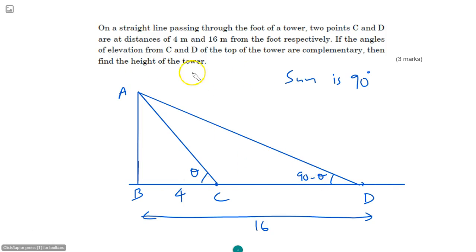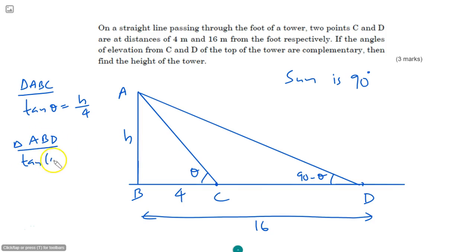Now we are asked to find the height of the tower. So let's call this height h. From triangle ABC, you can write tan theta is equal to h by 4. And from triangle ABD, you can write tan 90 minus theta is equal to h by 16, because BD is 16. You know that tan 90 minus theta is cot theta. So cot theta is h by 16. We need to find h.